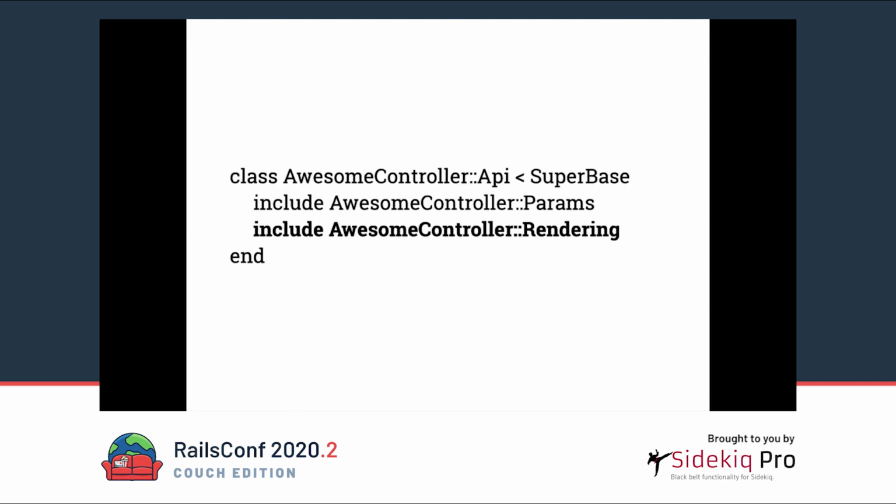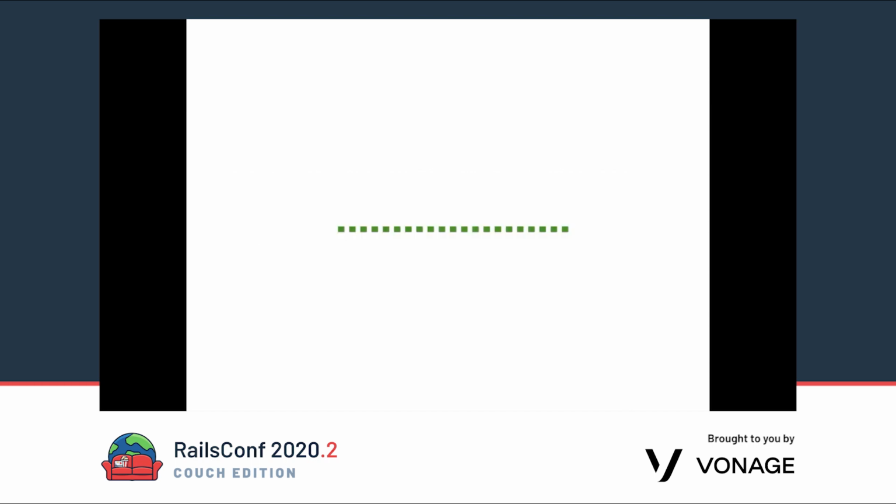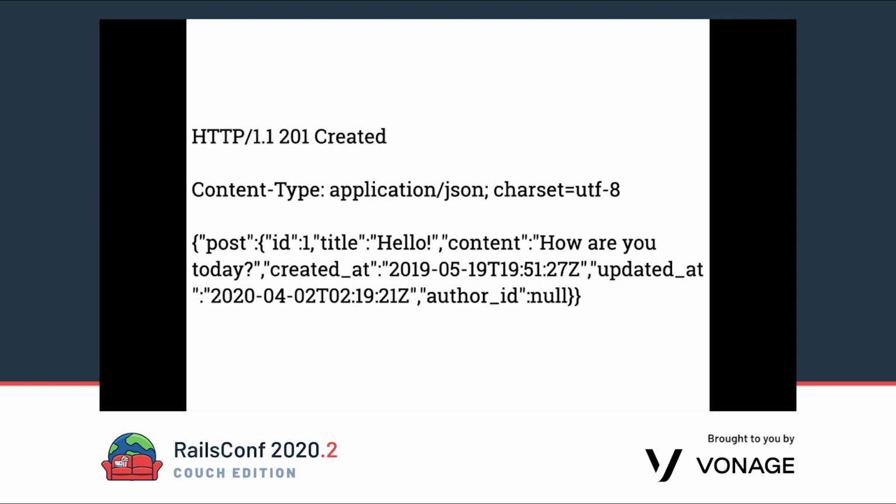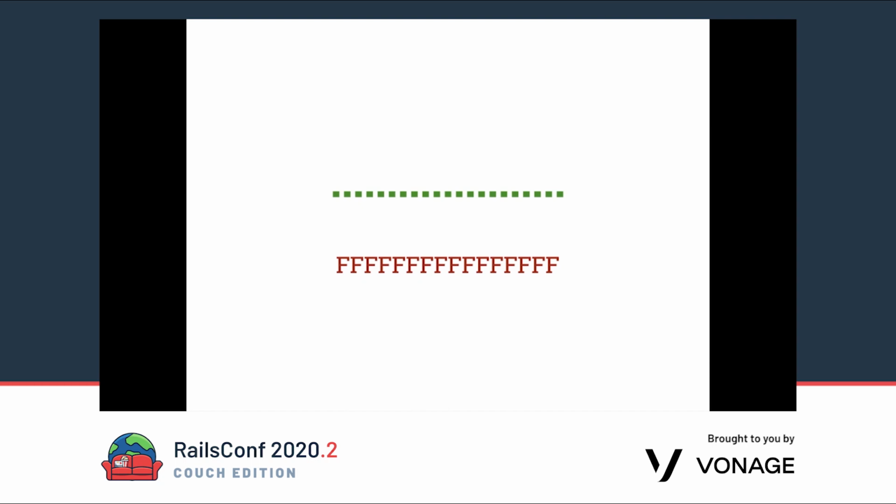We can include this into the API class. And with our params and rendering modules defined, along with dispatching for our controllers, we have a working implementation of AwesomeController API. This means we finally have our API test passing. And it's processing JSON responses just as it had before. This leaves us with the web portion of the application to tackle.